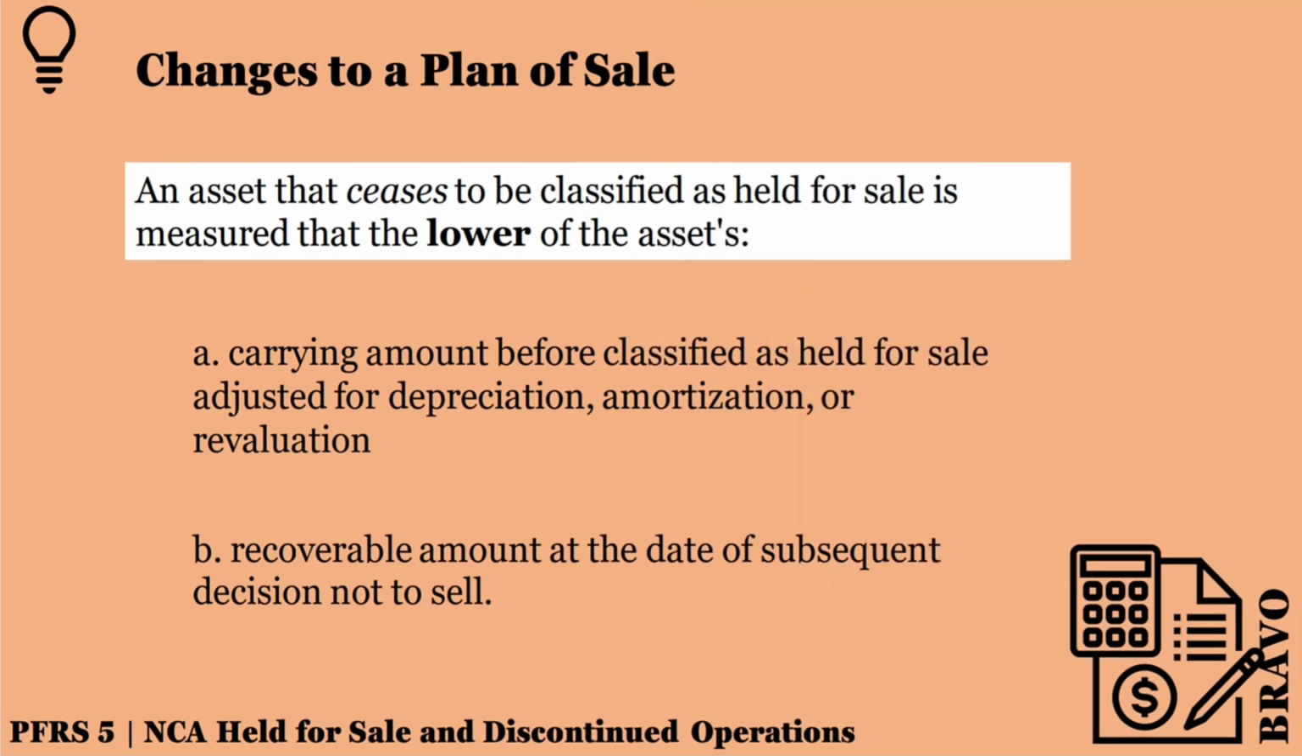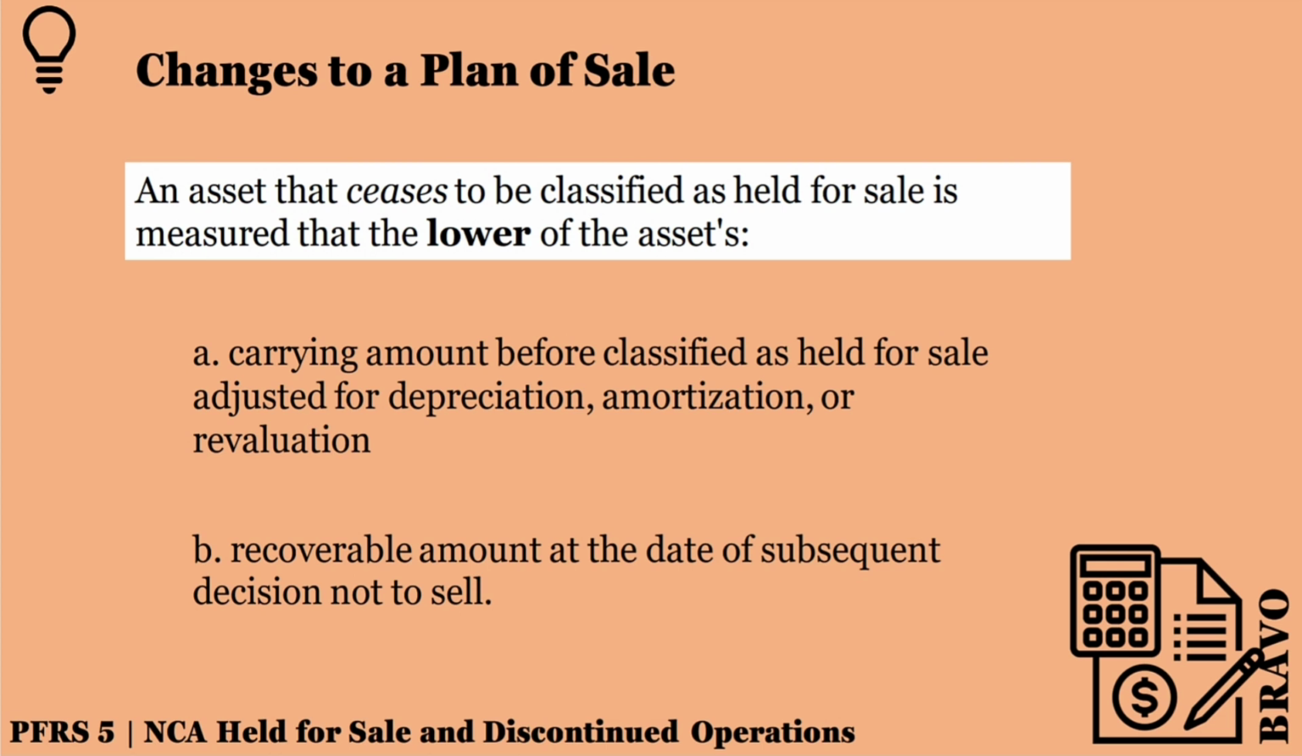Changes to a plan of sale. An asset that ceases to be classified as held for sale is measured at the lower of an asset's letter A, carrying amount before classified as held for sale adjusted for depreciation, amortization, or revaluation, and letter B, recoverable amount at the date of subsequent decision not to sell. Note that recoverable amount is the higher of an asset's fair value less cost of disposal and its value in use. It can be seen on PFRS 5 Appendix A.